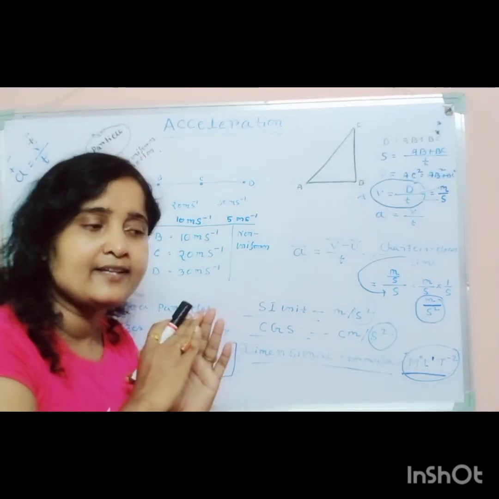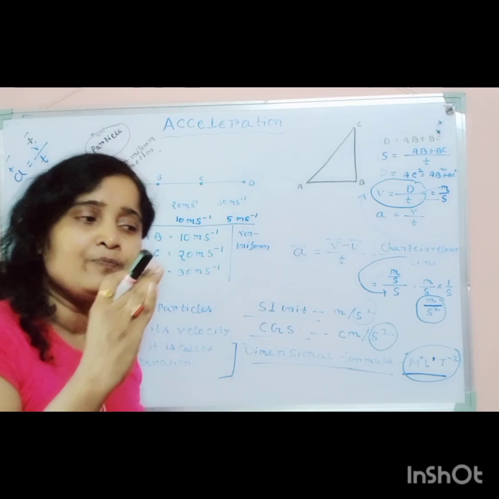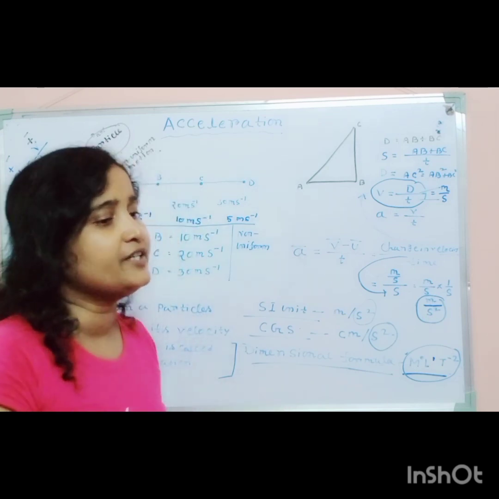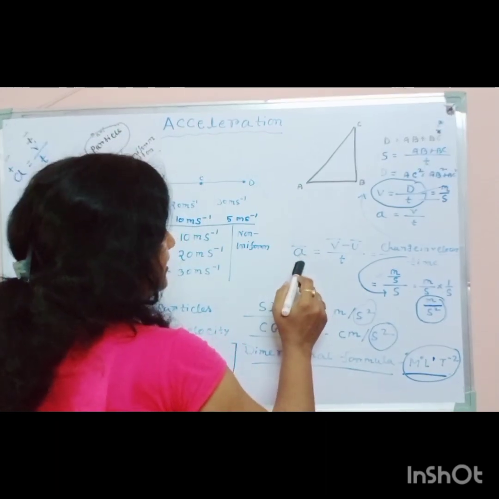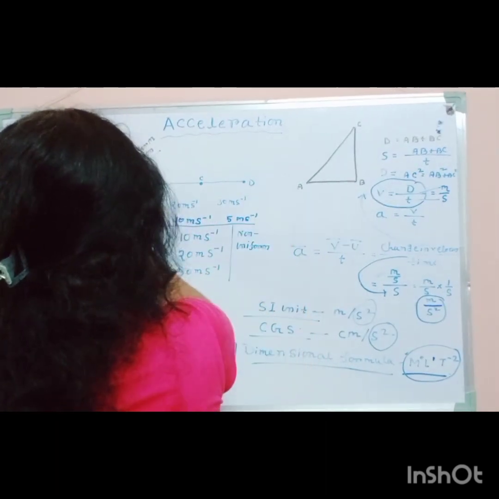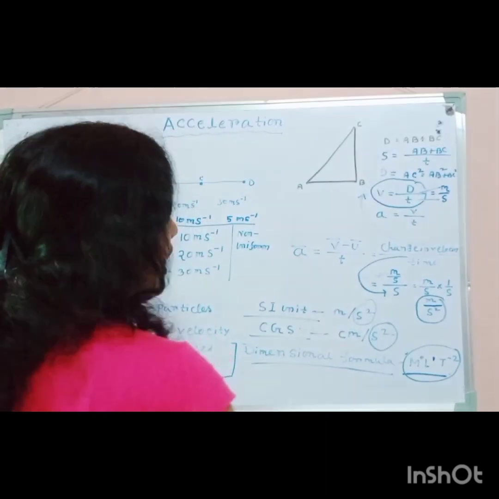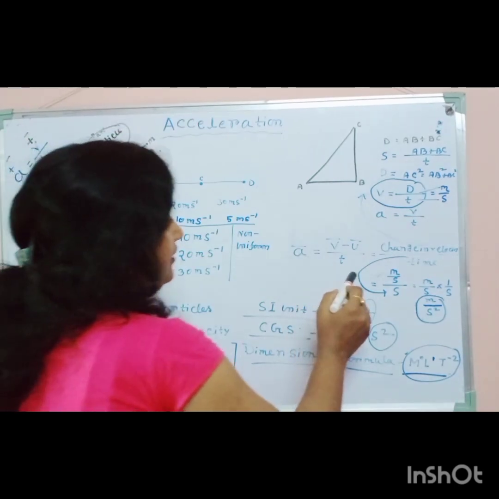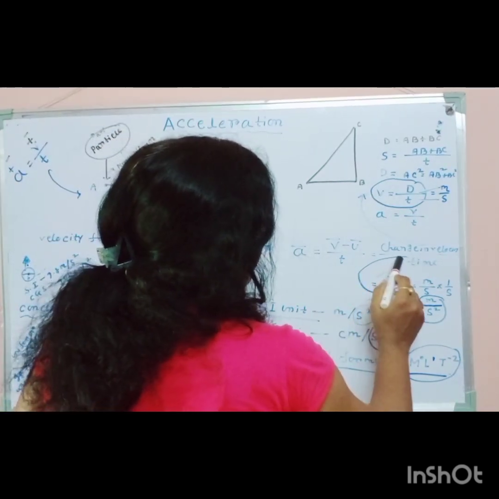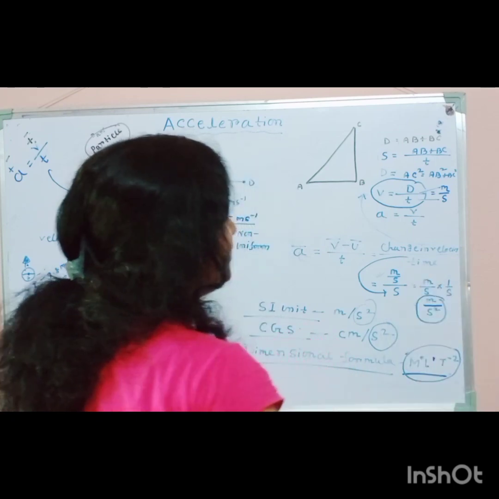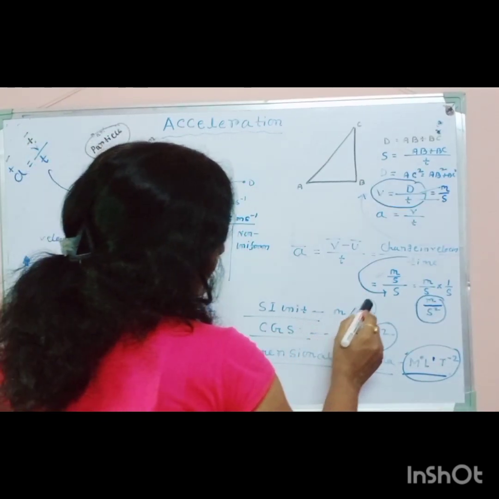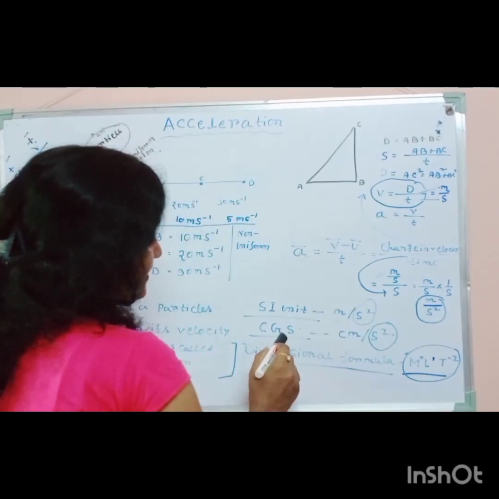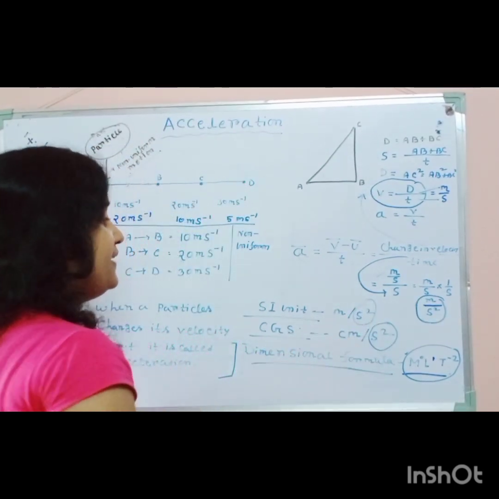So students, acceleration is nothing but the change in velocity with respect to time, and mathematically we can express it as acceleration equals final velocity minus initial velocity upon time. We can also write acceleration equals change in velocity upon time, and the SI unit of acceleration is meter per second square, and in CGS the unit is centimeter per second square.